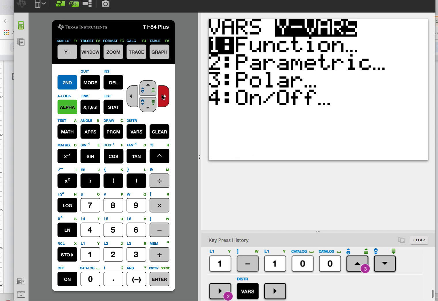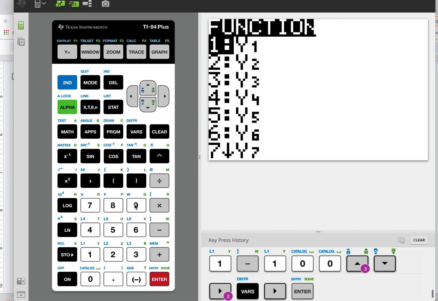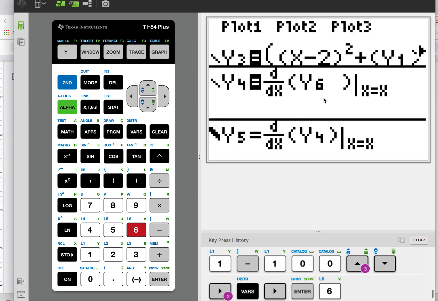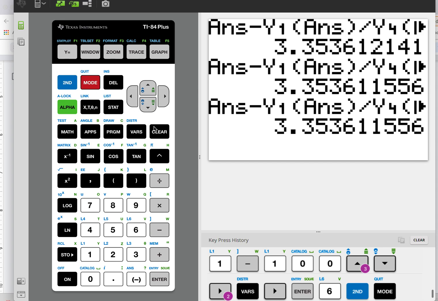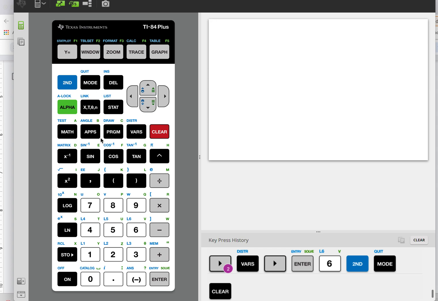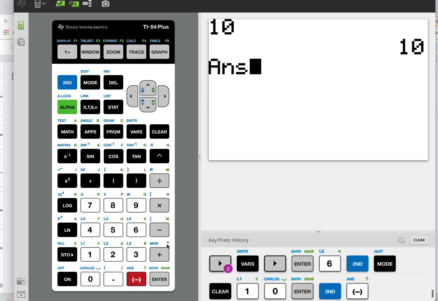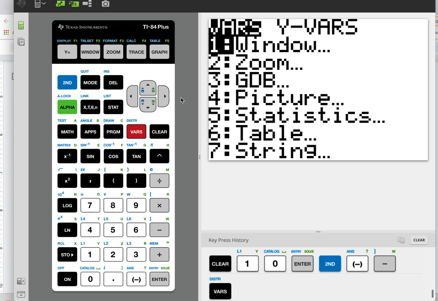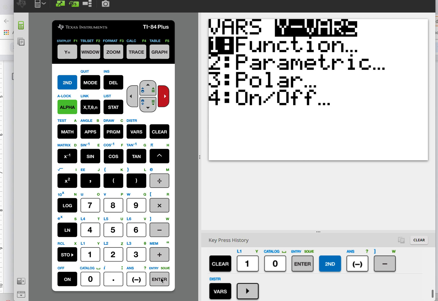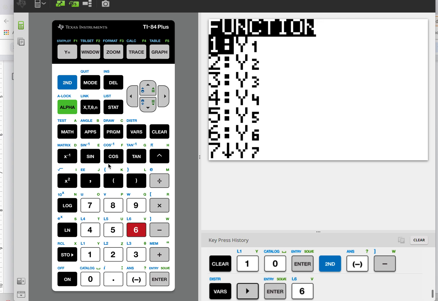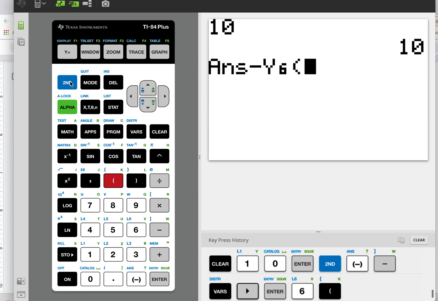vars, and then 6. So now I'm taking the derivative of y6, and then I do second quit, get that clean screen, and I then do 10 as my initial guess, and I hit enter, and now that's my answer. So then I do second answer, then minus, and then I want to do y6, so I do vars over to y vars, choose the function, I choose 6, I want to type in answer, second answer.